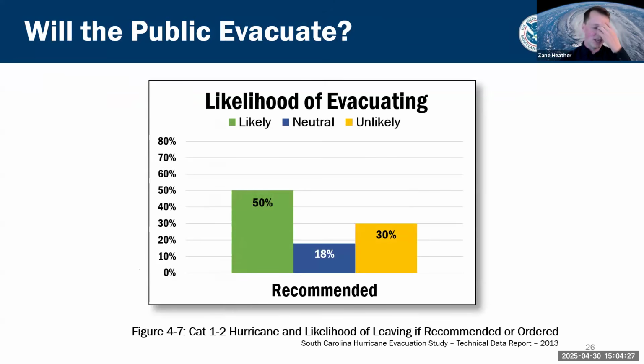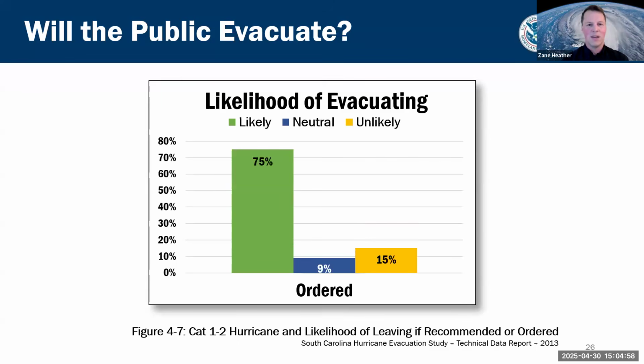All right, so the next question and the next thing to keep in mind is, will the people evacuate? And what can influence a person to evacuate? And so through these surveys, we've seen that the likelihood of evacuating changes based on how the evacuation order is worded and delivered. And so, as you can see, the likelihood of evacuating, if there is an evacuation recommendation or a voluntary evacuation order, 50% of the survey respondents said likely, 18% said neutral, 30% said unlikely. Once that changed to an ordered or mandatory evacuation, we saw via survey results a much different result.